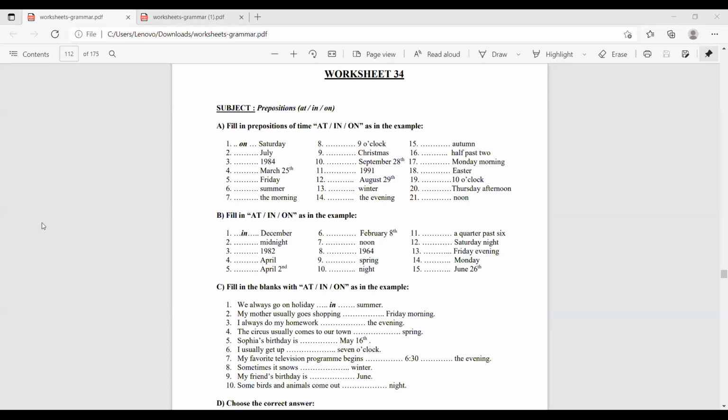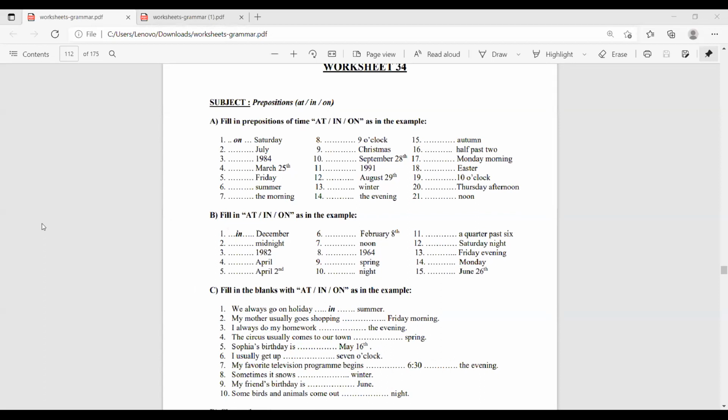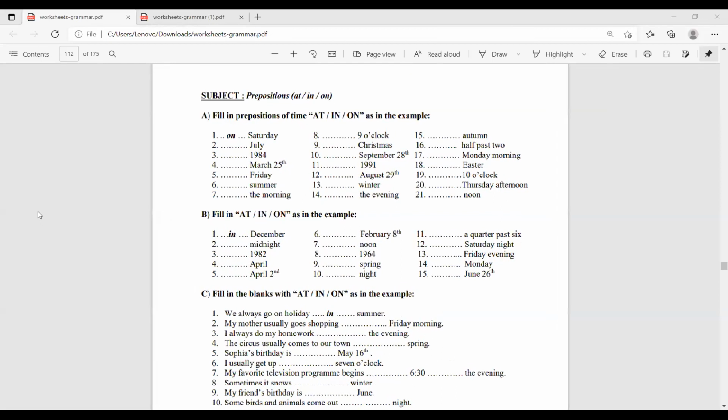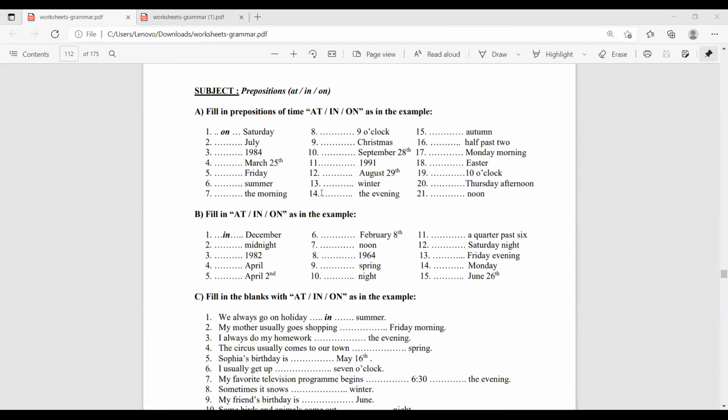This is a worksheet for you. Fill it with the correct prepositions. Here are dates, times, and years. See, the confusion is always between at, in, and on. You should know how to use at, in, and on, the prepositions of time. One is given as an example, on Saturday.